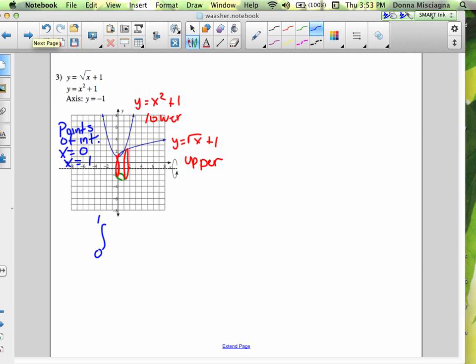And my outer function is the square root of x plus 1 squared. And then I have, oops, almost forgot a little piece. And then minus a -1, there we go, squared. And then minus our inner function, which is the lower one there. So x squared plus 1 minus a -1 and squared, and dx.